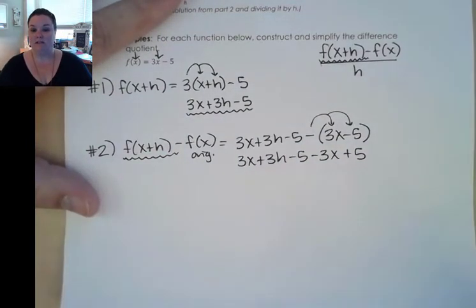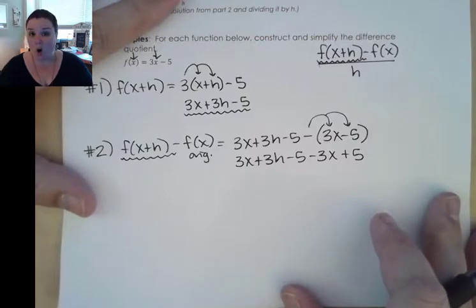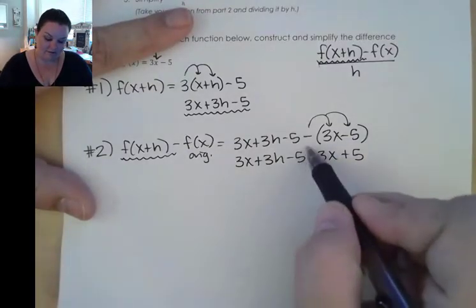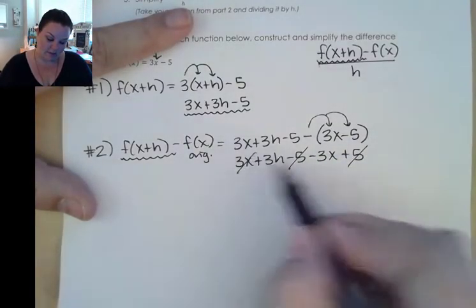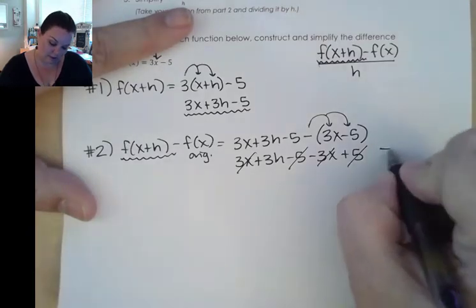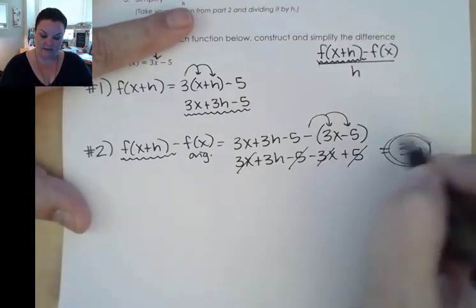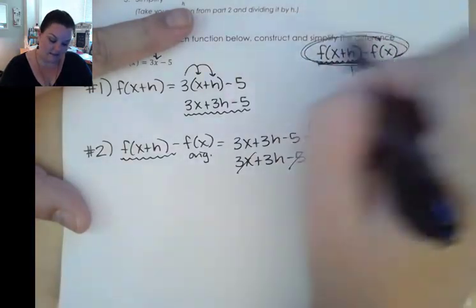And then we see what can cancel out. Something should always cancel out on this step. If you don't have something cancel out, you did something wrong, okay? So our 5's cancel, and notice our 3x's cancel. So we're just left with 3h. So this basically is this top piece, right?